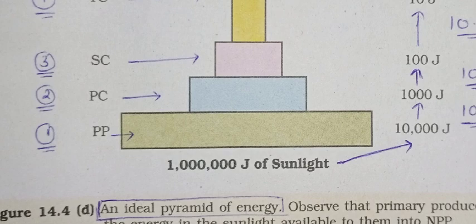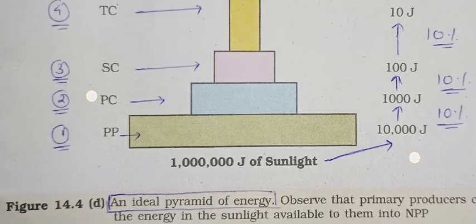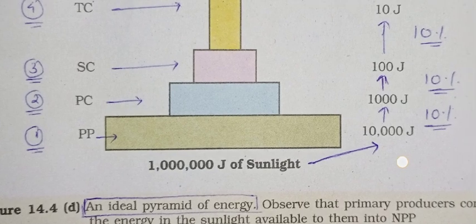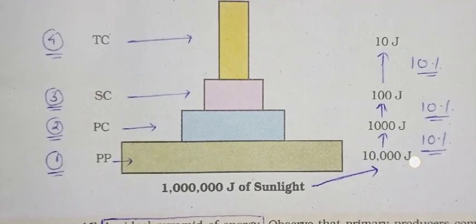It means 1% of 10 lakh joule, which is only 10,000 joule of energy, will be produced by primary producers. Now see, energy will be lost as it goes to the next trophic level. When energy goes from the primary producers to the primary consumers, only 10% of the energy will be there. So 10,000 joule is converted into only 1,000 joule, and the remaining energy is lost.